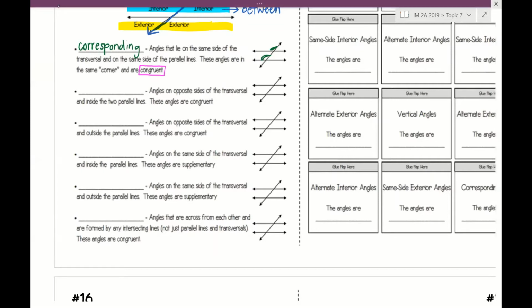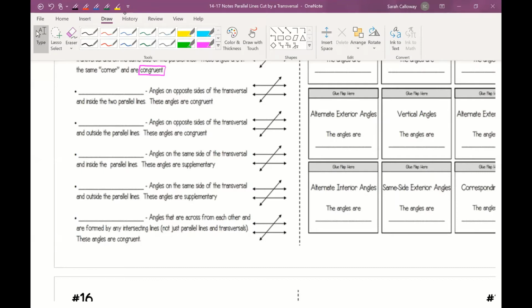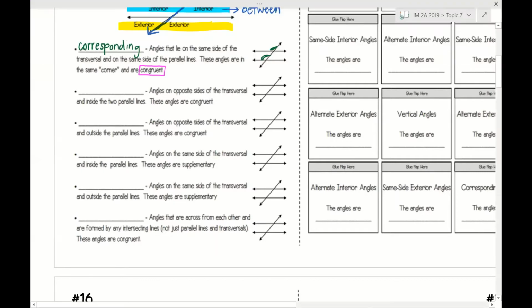The next type of angle that we're going to talk about are angles that are on opposite sides of the transversal and inside the 2 parallel lines. So they're on opposite sides of the transversal, one's on the left and one's on the right. But they're inside the parallel lines. So that means that they're going to be here and here. And so these angles are called alternate. That's this opposite sides of the transversal part. And then inside the 2 parallel lines tells us that they're alternate interior angles.